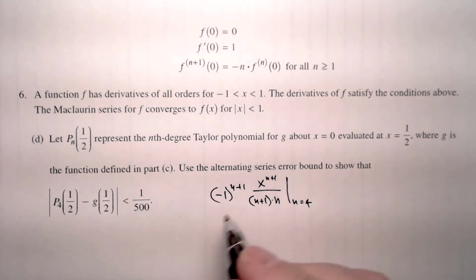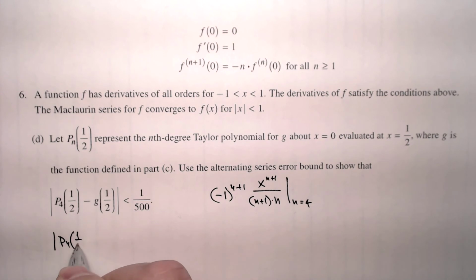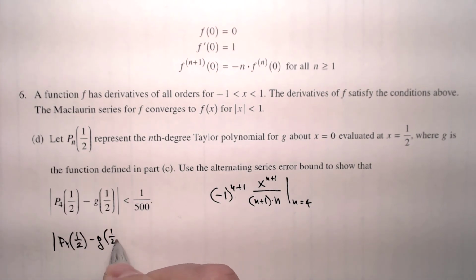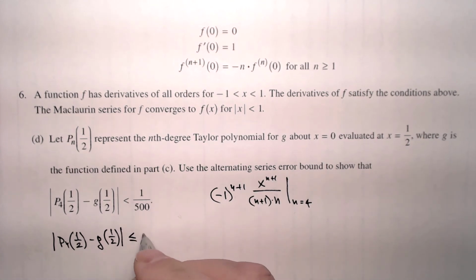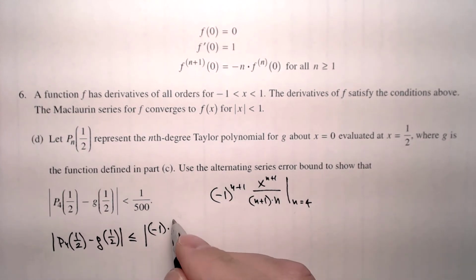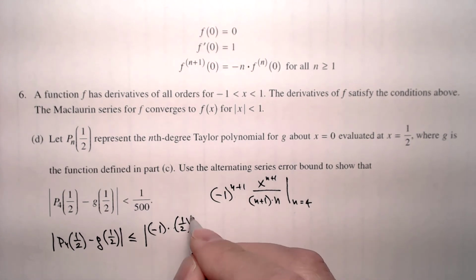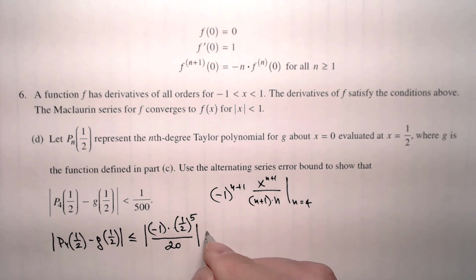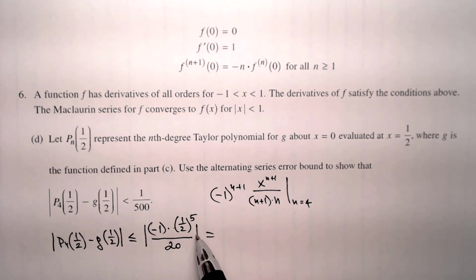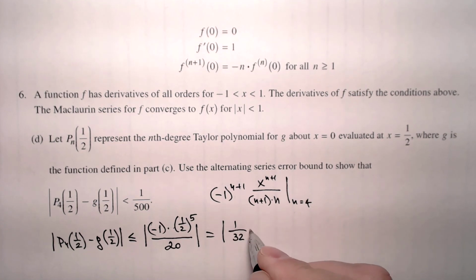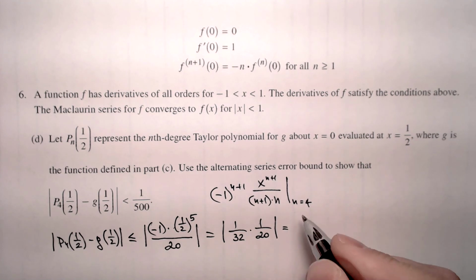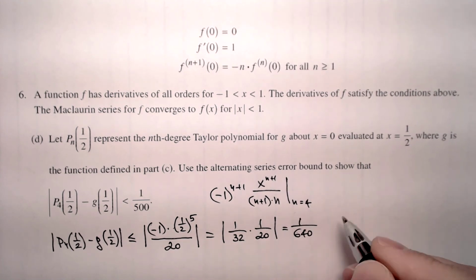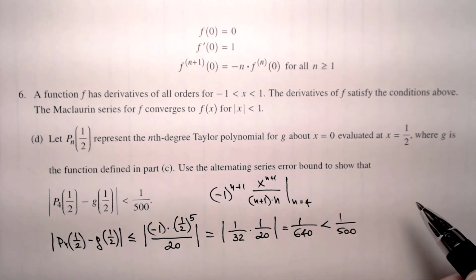Taking the absolute value, we get that the absolute value of P4 of 1/2 minus g of 1/2 is less than or equal to the absolute value of negative 1 to the fifth power times 1/2 to the fifth power, divided by 5 times 4, which is 20. Negative 1 doesn't matter because of the absolute value, so we get 1 over 2 to the fifth power, which is 1 over 32, times 1 over 20. So this is equal to 1 over 640, which is less than 1 over 500. So this completes the proof here.